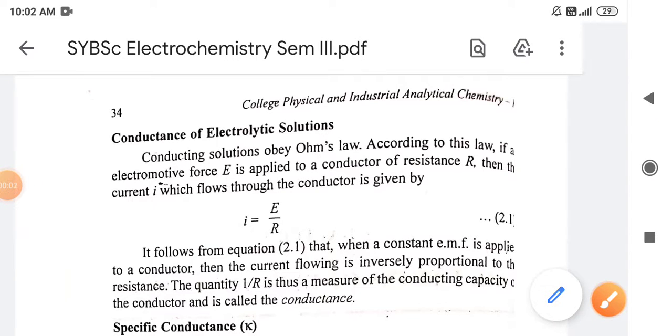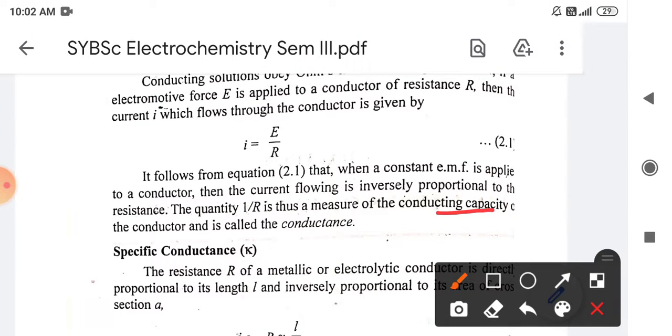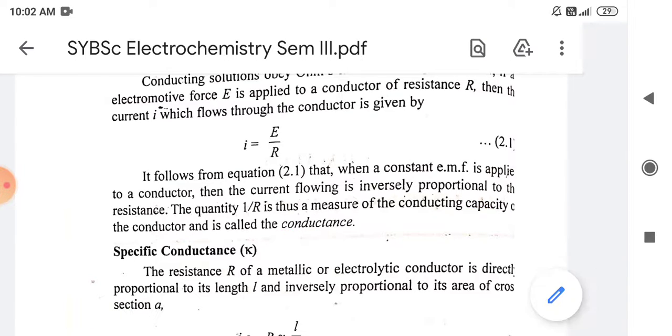So in the previous lecture we finished the introductory part of electrochemistry, and we have already seen what we mean by the conductance of an electrolytic solution. So conductance is what? Simply the inverse of resistance. That is, the quantity 1 upon R is the measure of the conducting capacity of the conductor, which is simply called the conductance of a solution.